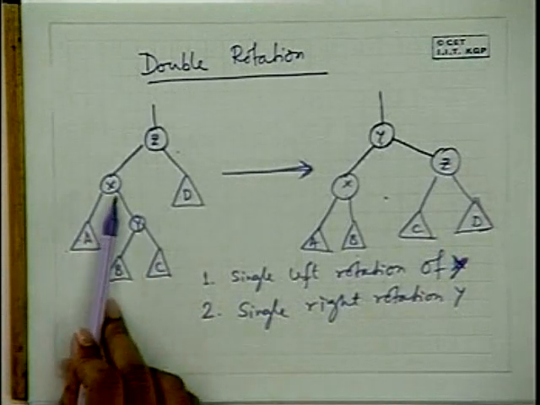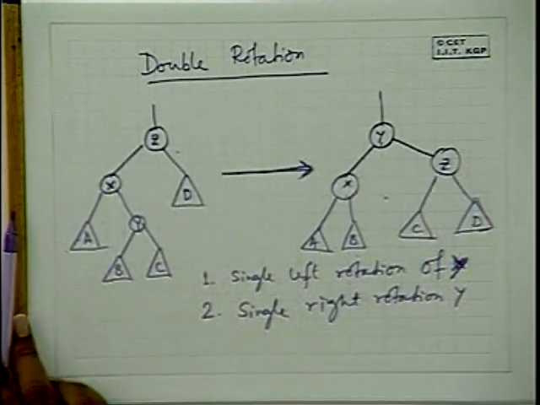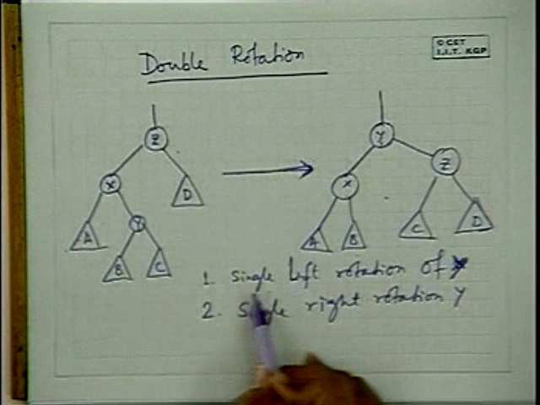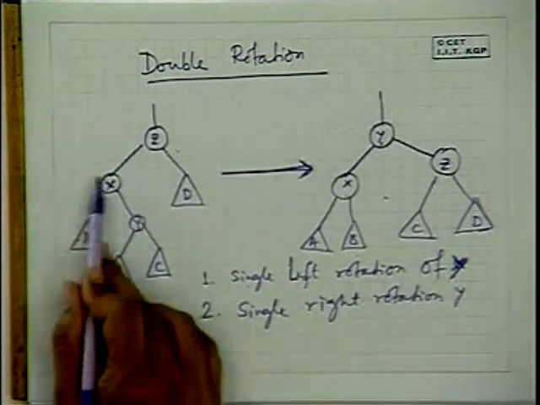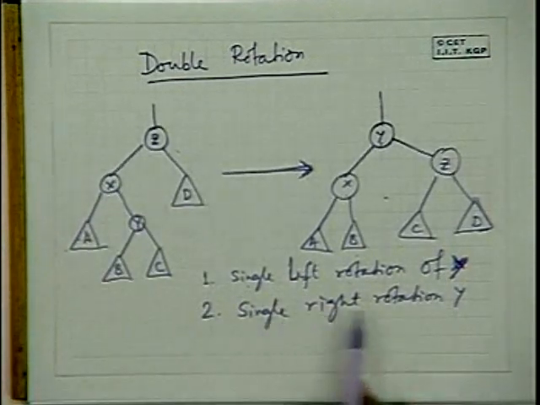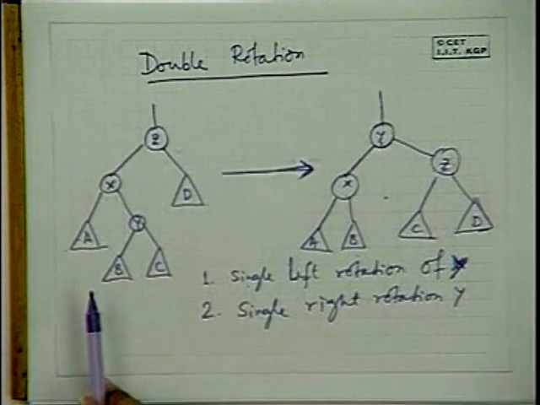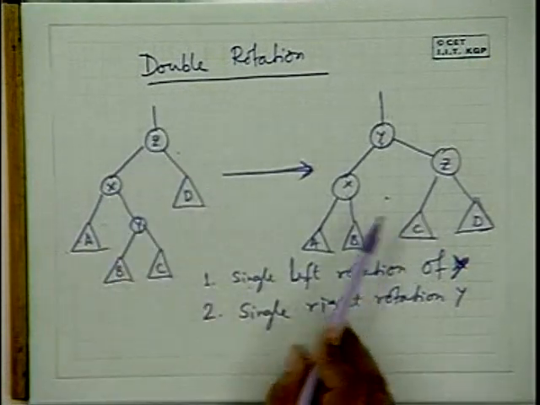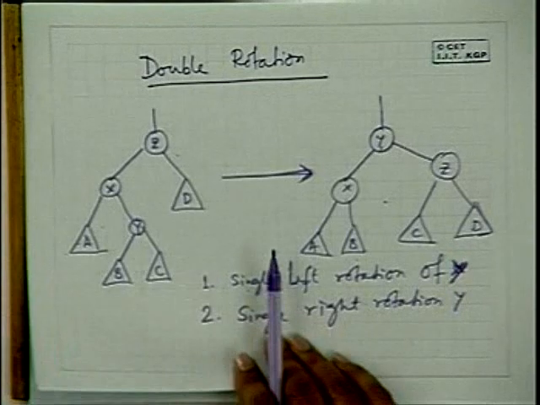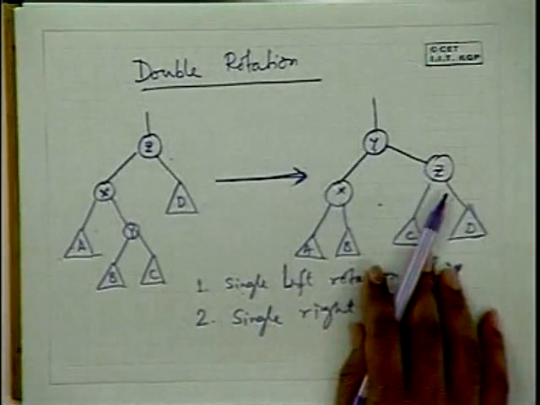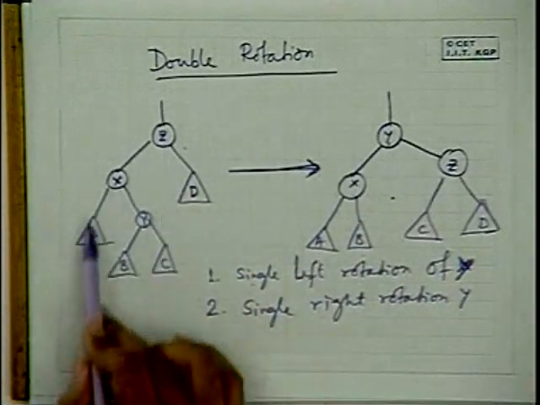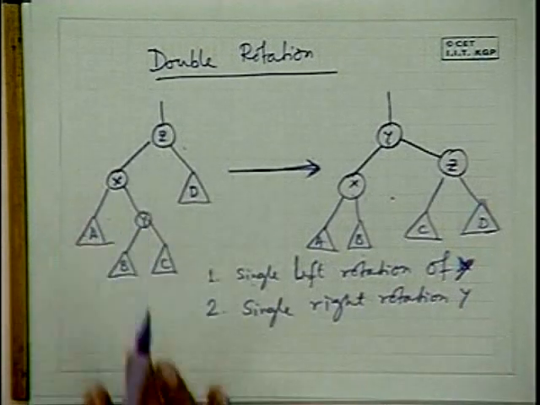Single right rotation of Z. I can define this one also. Single left rotation of Y will be like this. Then you do a single right rotation of Y. Because single Z rotation will not... You will see you will not get exactly this, because single rotation does not define this configuration. This part of the configuration is not defined.